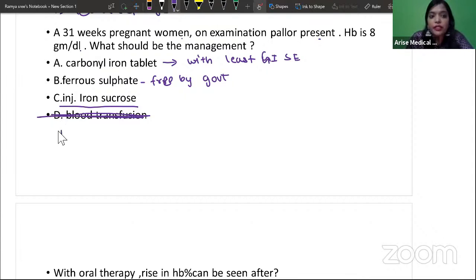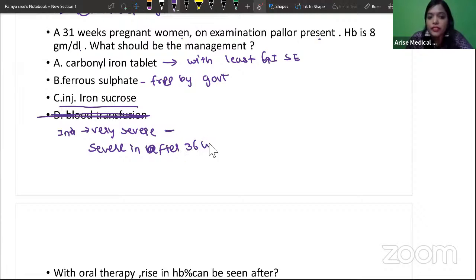Blood transfusion is done when we have very severe anemia, or severe anemia in the last 4 weeks. So what are the indications of blood transfusion? When we have very severe anemia according to ICMR, or when we have severe anemia in the last 4 weeks of pregnancy, after 36 weeks. Okay. The answer here is injection iron sucrose.